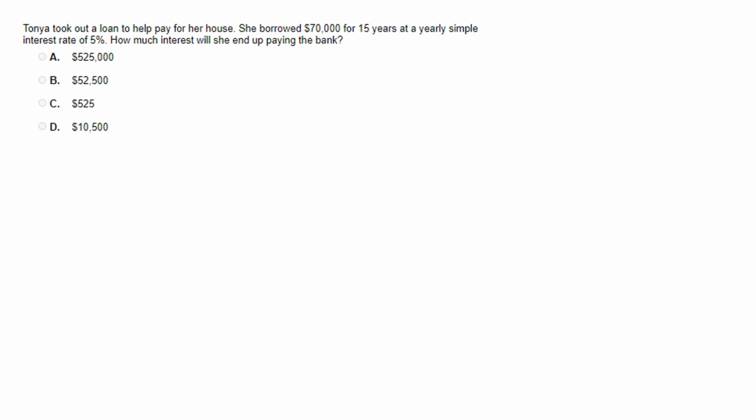Okay, Tanya took out a loan to help pay for her house. She borrowed $70,000 for 15 years at a yearly simple interest rate of 5%. How much interest will she end up paying to the bank?